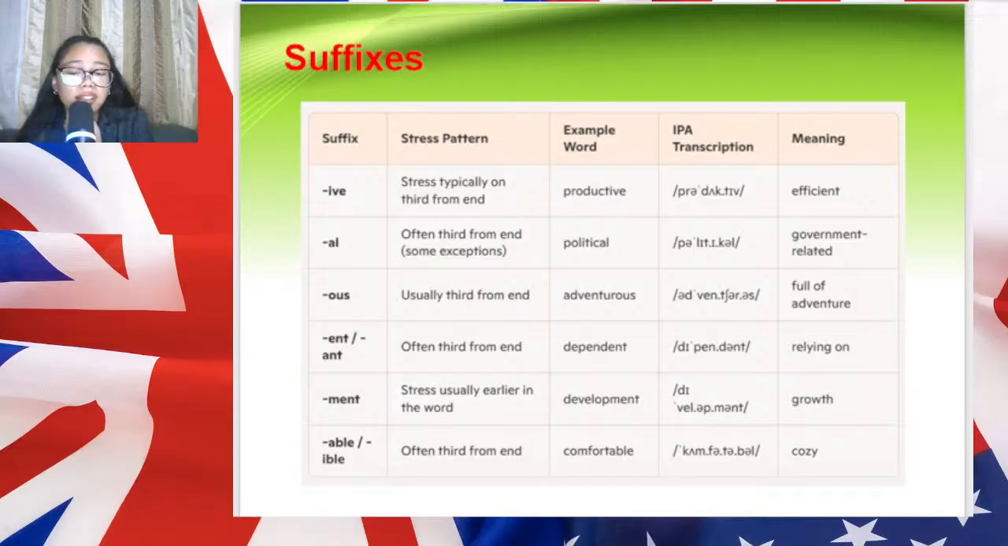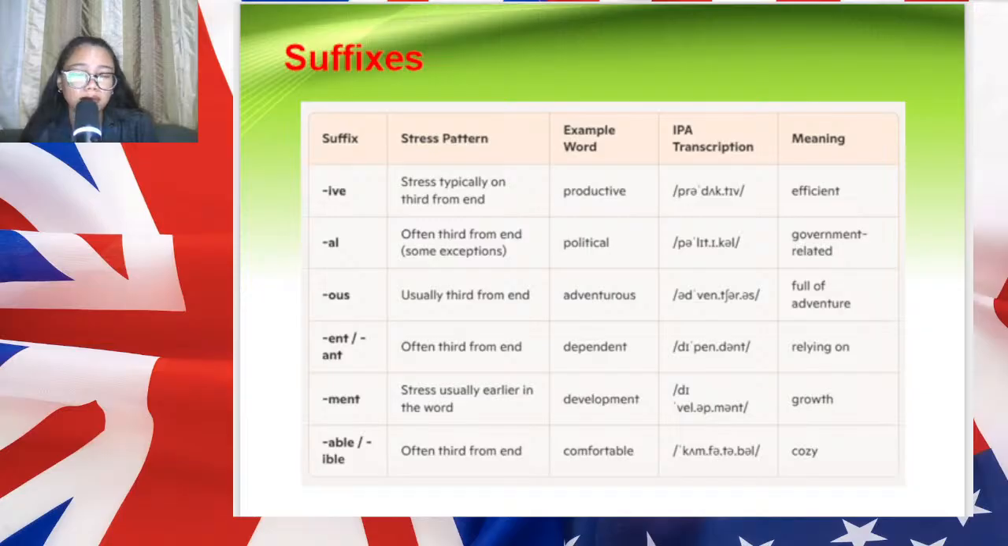So here, the rule says often the third syllable from the end. So that's where we put the stress, like in comfortable. Okay? This one surprises many learners because even though the word has four syllables, we say comfortable. The stress is on the first syllable. That's how my parents do it. Okay? Alright. English often reduces syllables for ease, but the stress pattern stays the same.